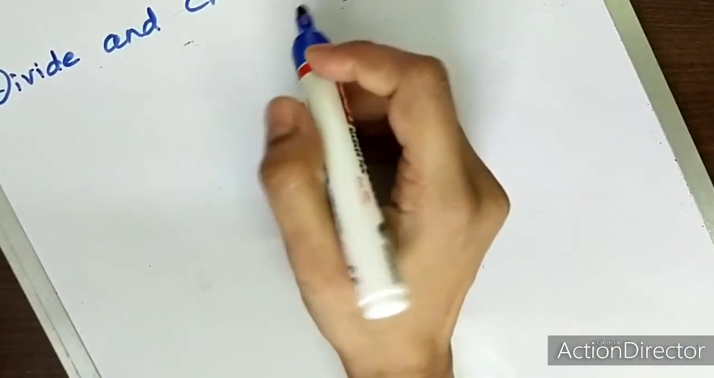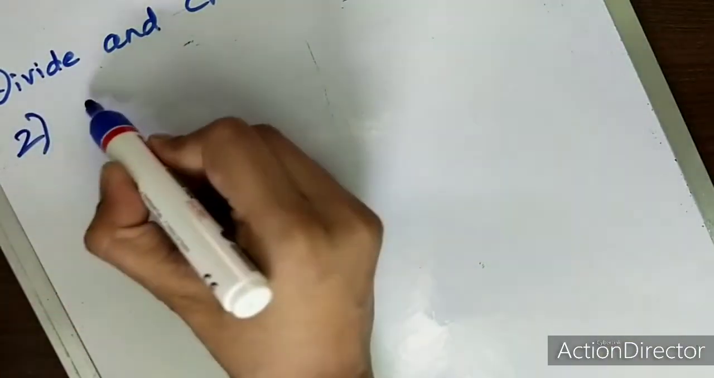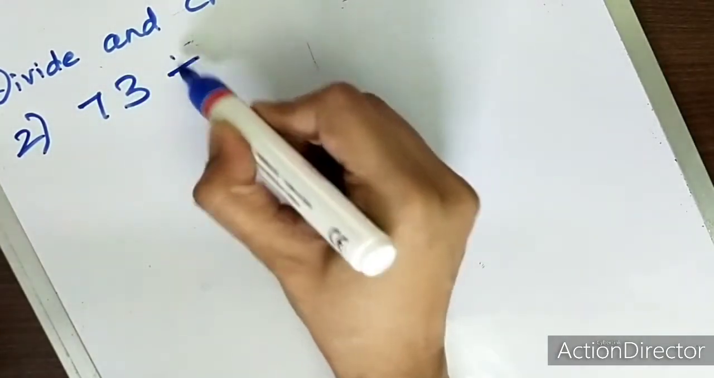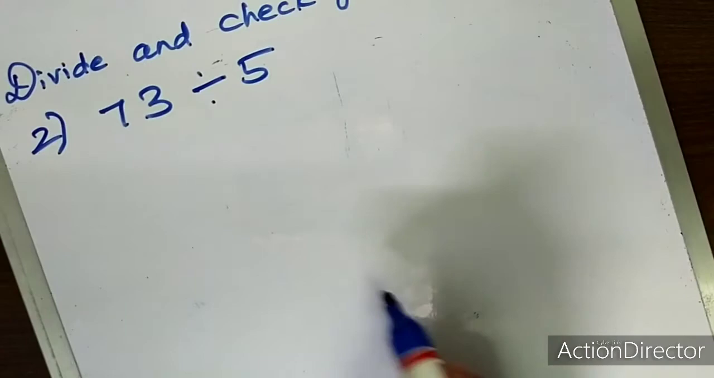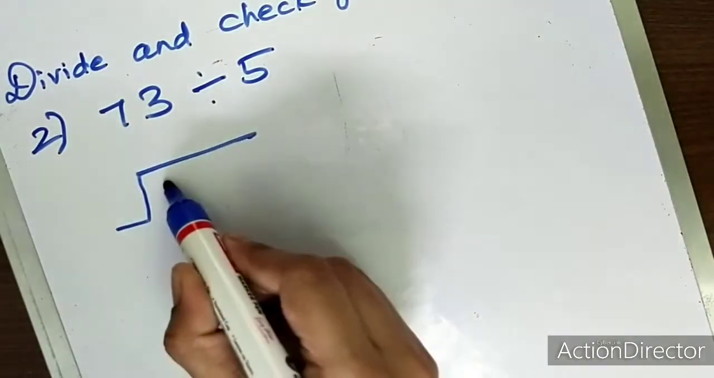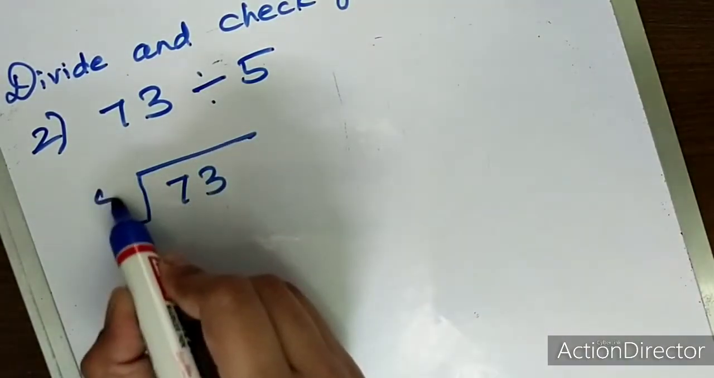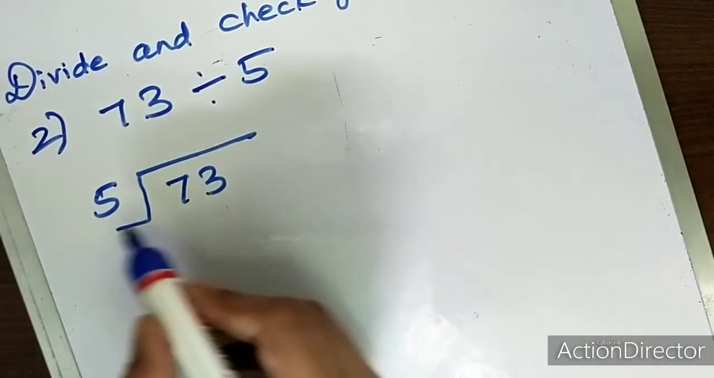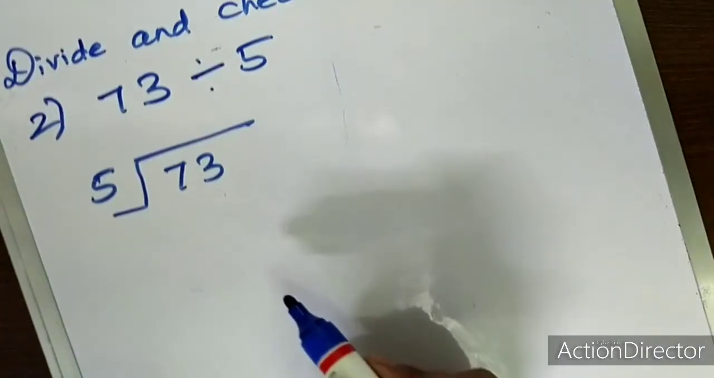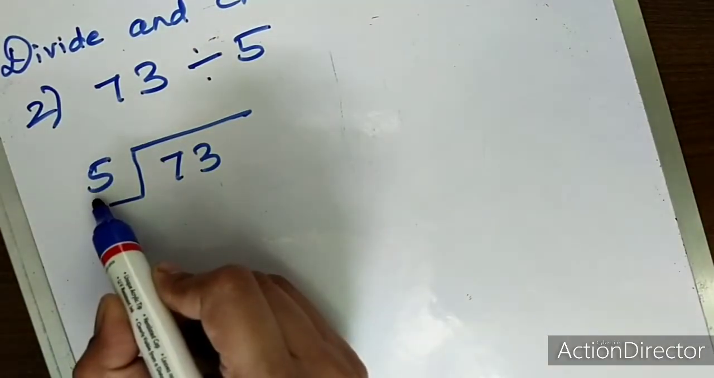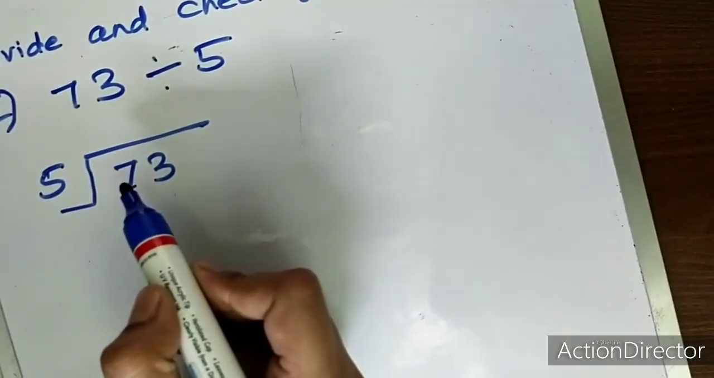Okay, so what is the next sum? Second sum is 73 divided by 5. So we are going to divide this and we are going to check the answer. 73 divided by 5. So 73 is the dividend and 5 is the divisor. We are going to find the quotient and the remainder. Okay, yes. 5 tables 73 will come.